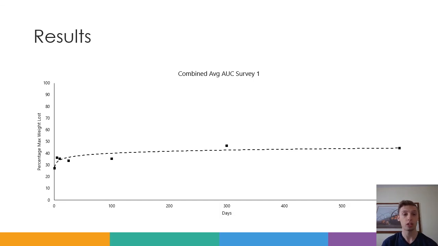So our results are the combined average AUC. I use area under the curve to calculate impulsivity. The higher the proportion of area under the curve, the less impulsive they're responding, and vice versa for lower areas under the curve. So this curve averaged around 40% of the curve area under the curve across all individuals.